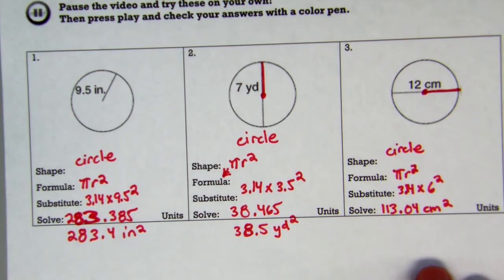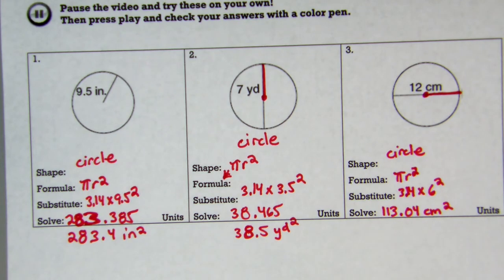So for the 3 you had to try, you should have done a radius of 9.5 for the first one, and an area of 283.385, or simplified to 283.4 inches squared. Number 2, we had a diameter of 7, so we're going to use a radius of 3.5, giving me an area of 38.5 yards squared, as it's rounded. And number 3, we had a diameter of 12, so we're going to use a radius of 6 for 113.04 centimeters squared.